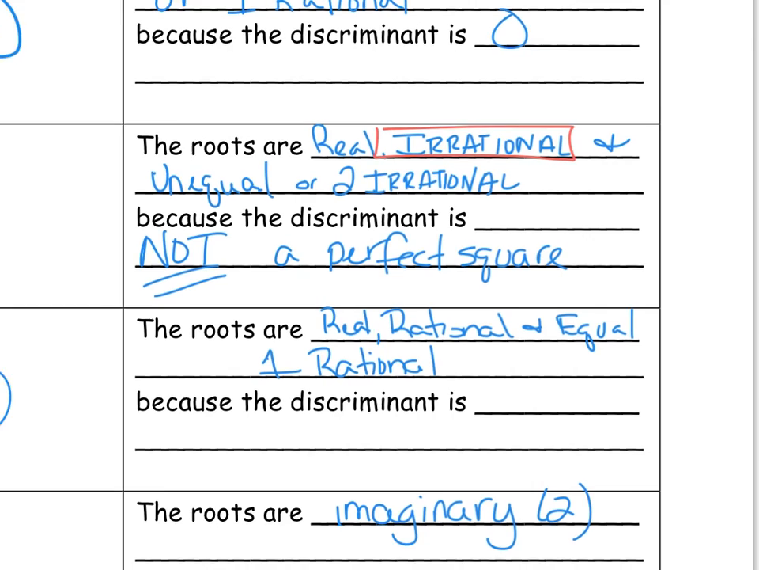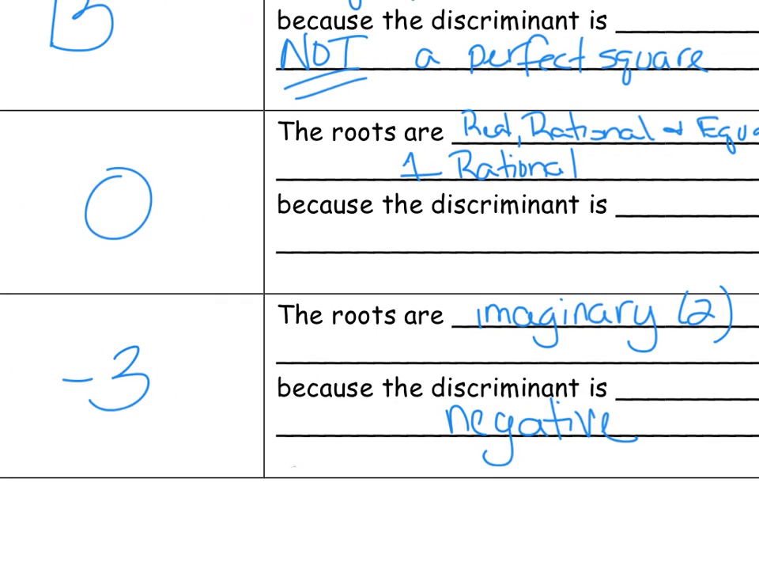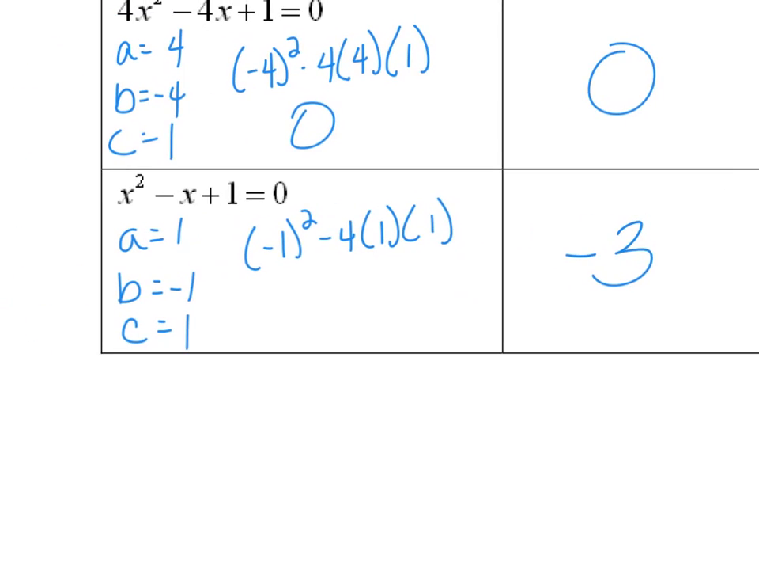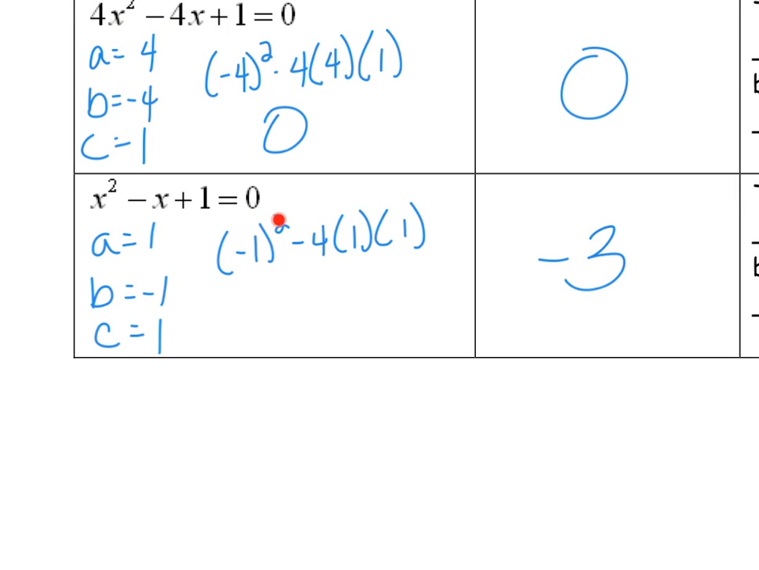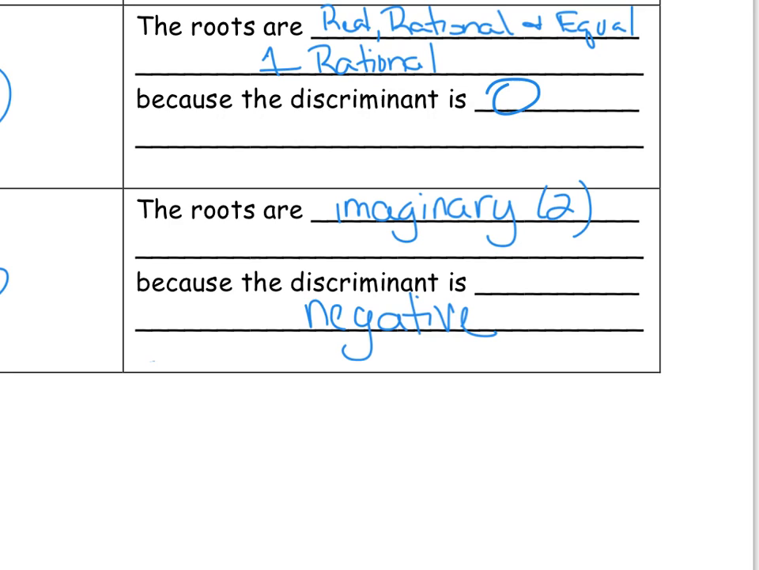Okay? Next, this one, plug them all in, you get 0. Because the discriminant is 0, we have 1 rational root, or another way we say it is real, rational, and equal. Last one, you plug them in, it's already in standard form. You should get a negative 3. When you get that negative 3, it's a negative under the radical, which is bad, and that's imaginary. So you do have to know each piece by heart.